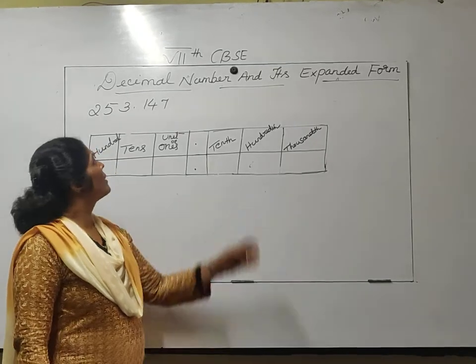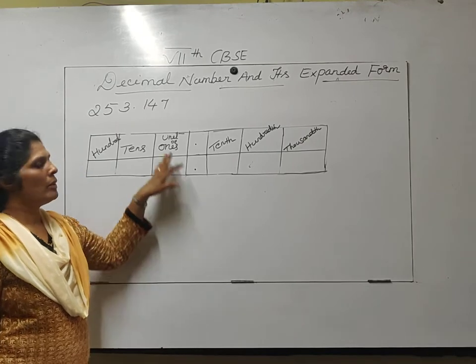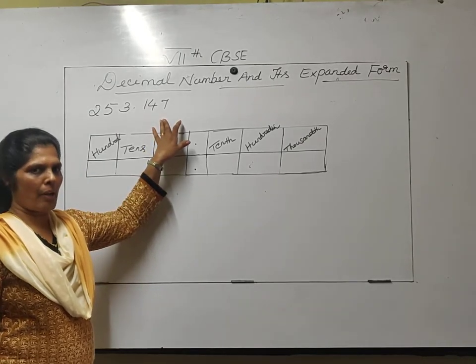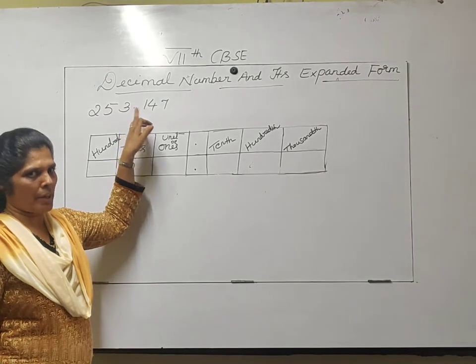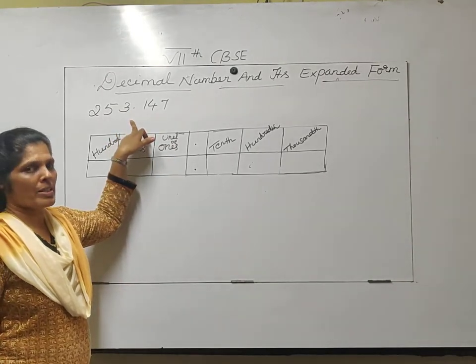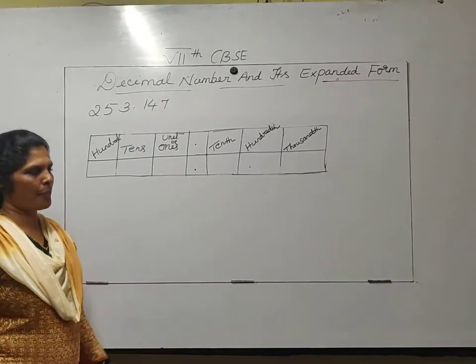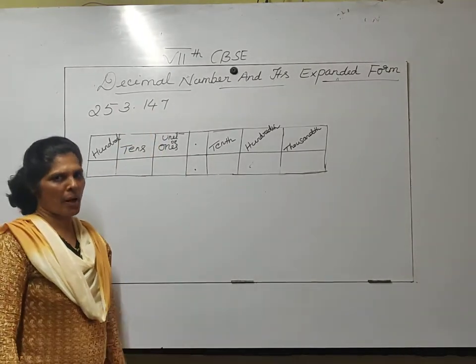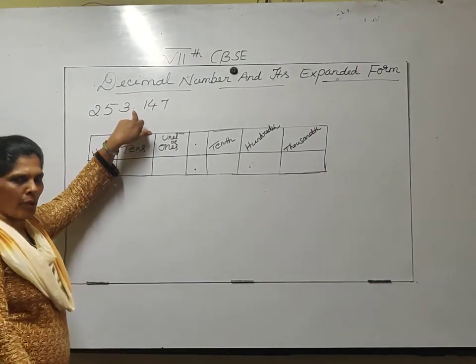Now we will start with the decimal number and its expanded form. With the example, I will explain these decimal numbers and expanded form. Okay. Now, first example I will give you: 253.147. How to write in expanded form here? First, this is decimal. Okay.